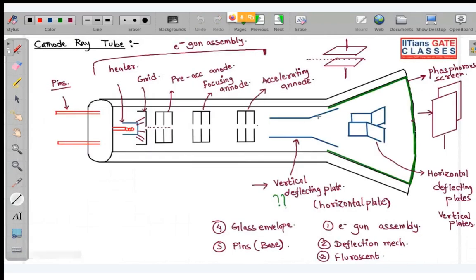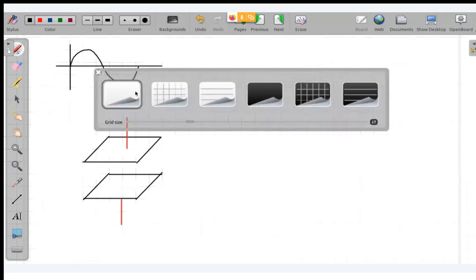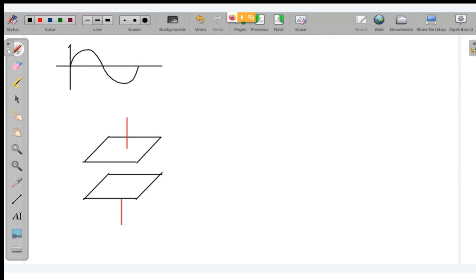First, let me make you understand what this vertical deflecting plate is doing, or why it is called horizontal plate. You can see why this is called horizontal plate, because these plates are kept horizontally. Suppose I want to plot this signal, please understand what is happening. Here you can see this is your y-axis, this is your x-axis.